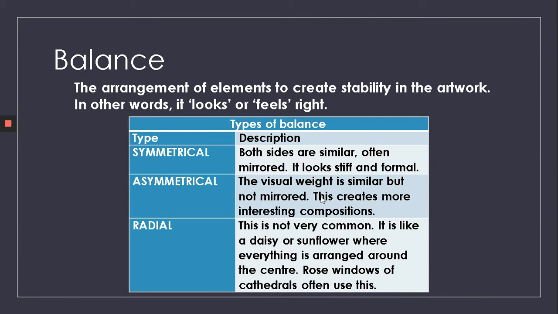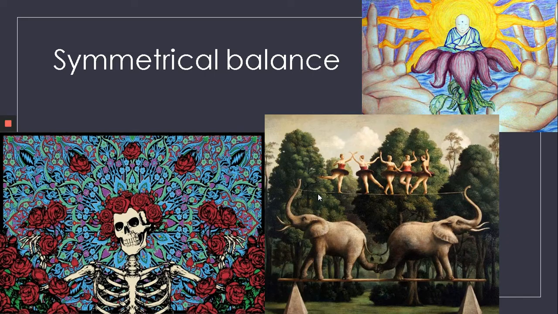Balance. So when we look at balance, we look at the way things are laid out. Symmetrical balance, the same on both sides. And remember, it doesn't have to be identical, but we should have more or less the same thing. So if we look at these 5 ballerinas, they are not the same on both sides. If we look at the elephants, their legs are not the same, their trunks are not the same. So it's not identical, but it is still balanced.